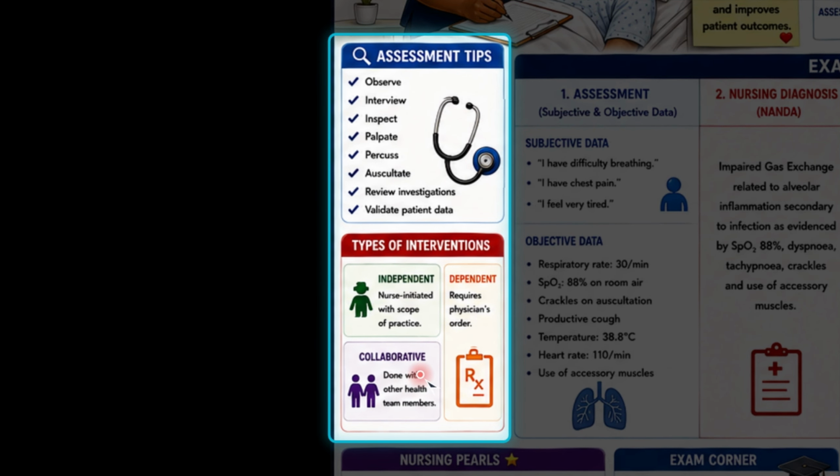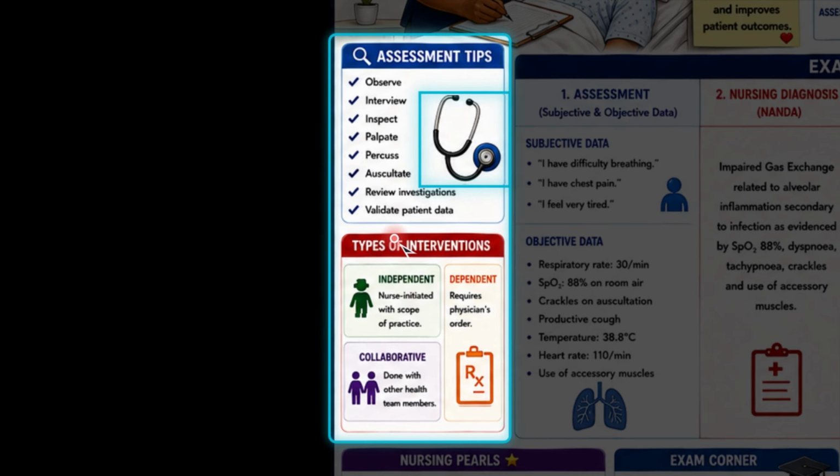Then we execute physical assessment techniques in strict order: inspect visually, palpate for structural abnormalities or tenderness, percuss to determine tissue density, and auscultate heart, lung, and bowel sounds using your stethoscope. Furthermore, we review laboratory and diagnostic investigations, and crucially, validate patient data to ensure subjective complaints match objective physiological findings. Now, moving down to the types of interventions.